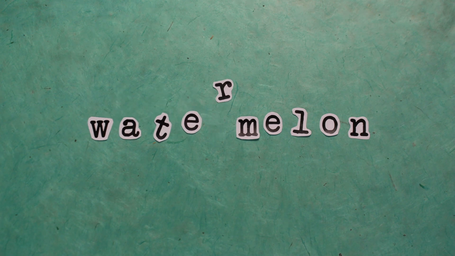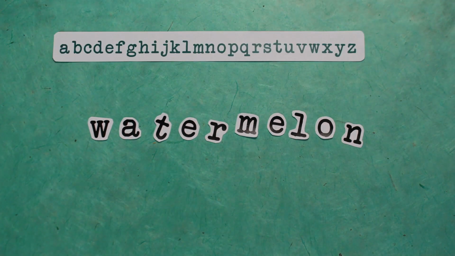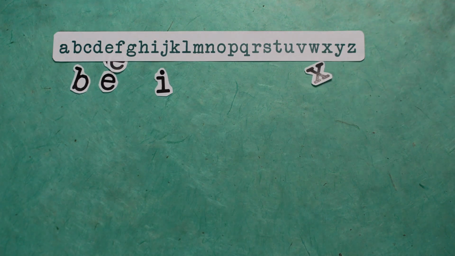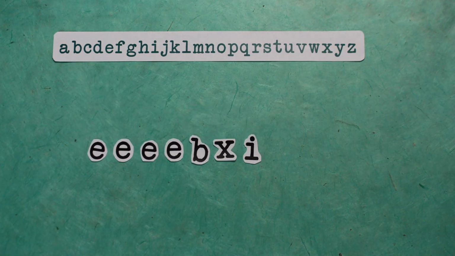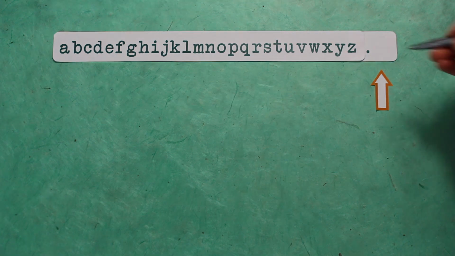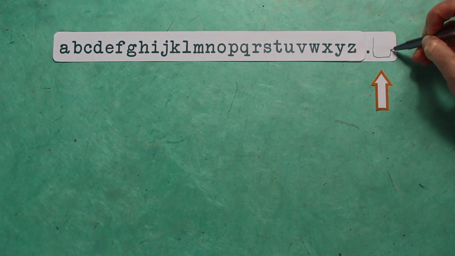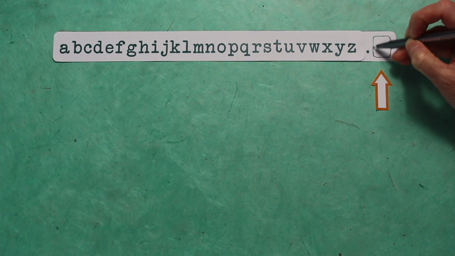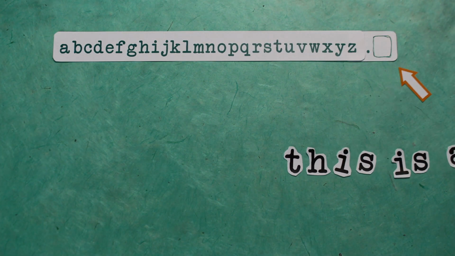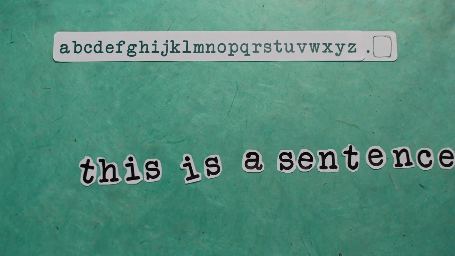Words are also strings. And here's an alphabet for words. Using this alphabet, we can make all kinds of words. We can also make strings that aren't words. Let's add a period and a space to our alphabet. Okay, now we can make sentences, and sentences are strings.